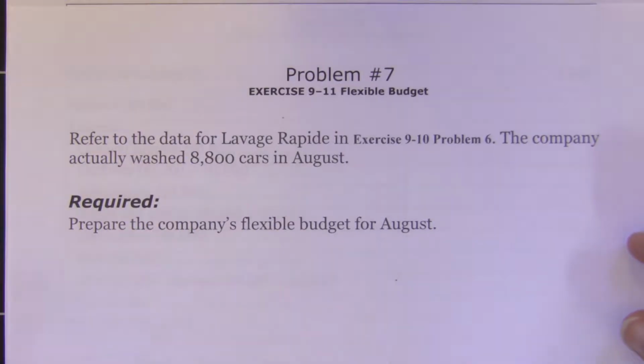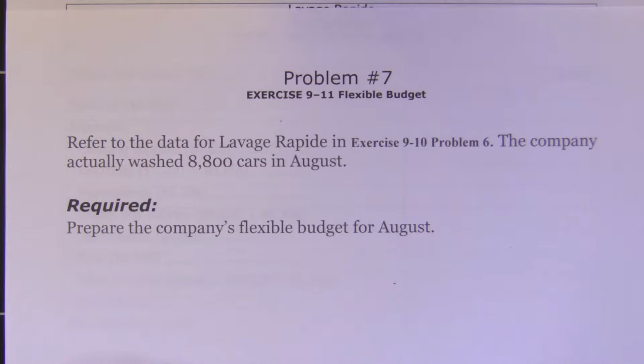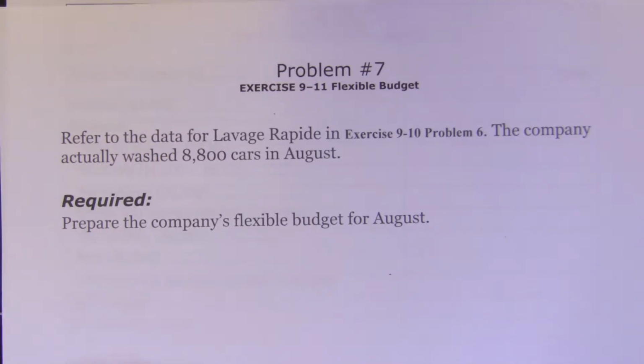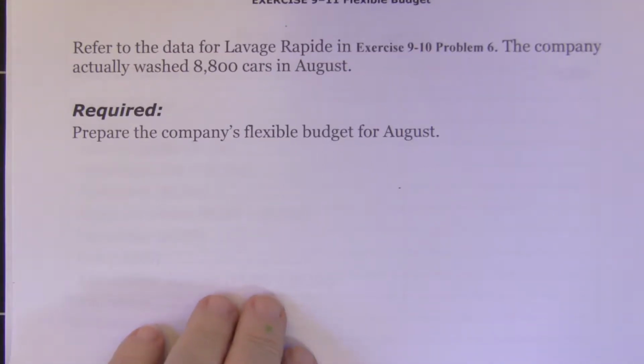Problem 7 on Connect. This is exercise 9:11 in your text. It says, remember what you did for the rapid car wash? Well, they actually washed 8,800 cars instead of 9,000. So prepare their flexible budget. So we're going to need all of the same costs, but now we have to flex it downward to account for the 200 cars we did not wash.